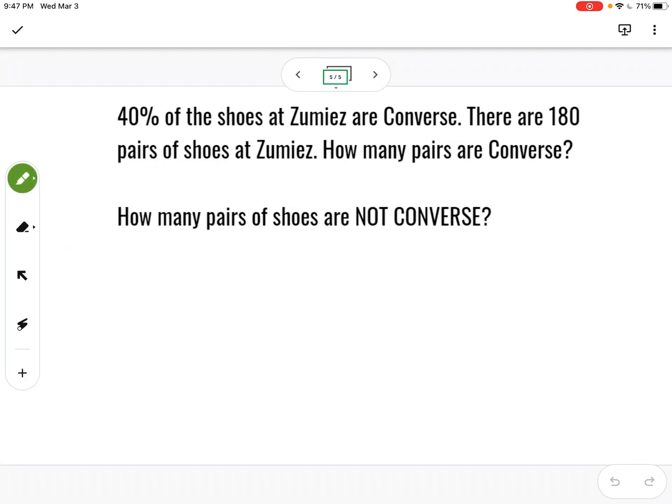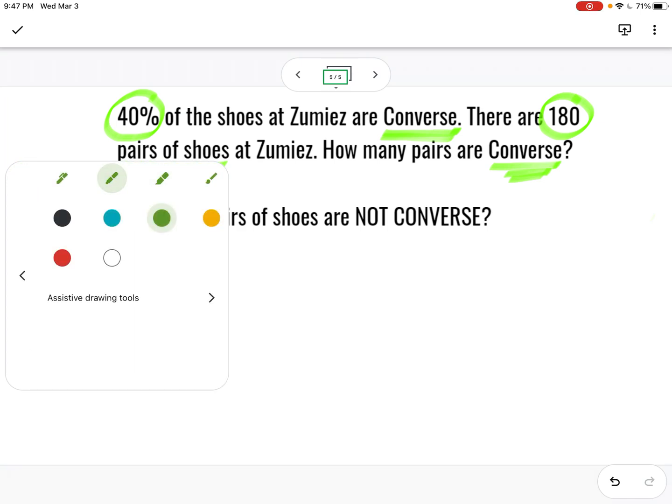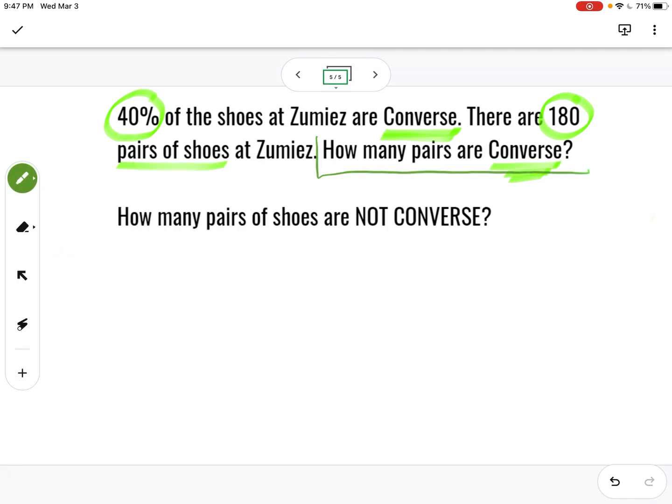All right, let's once again identify key pieces of information in this text. This says 40% of the shoes at Zumiez are Converse. There are 180 pairs of shoes at Zumiez. How many pairs are Converse? So once again, going back to Converse, and I'm going to box that question, how many pairs are Converse?